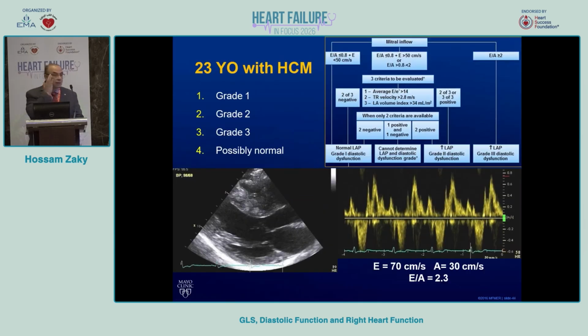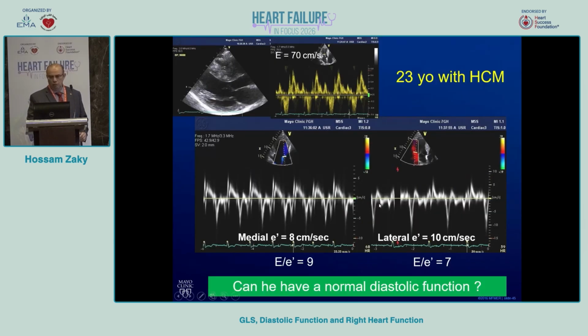Another one, the previous one was indeterminate, but this one is a young one with HCM. We need to know which grade he is. His EA ratio is 2.3, so if we just take it blindly, I have done the pulsed Doppler on the mitral, this patient has a high filling pressure, and this is very serious because he's only 23. And you know HCM will have a supersystolic function. So if you say filling pressure is high, you are pushing him to a very high risk category. So what to do?